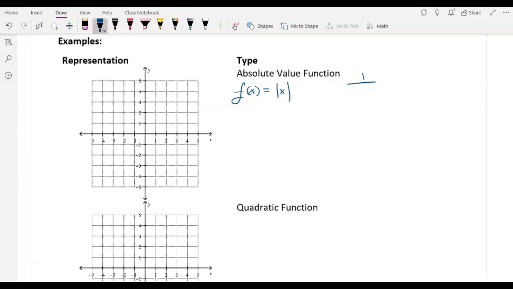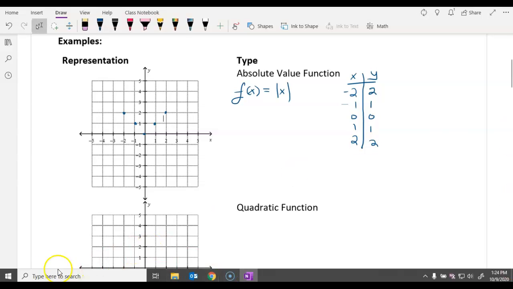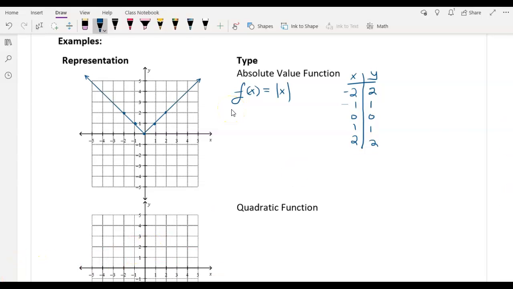Now, if we were to make a table of values with x and y, and used our trusted -2, -1, 0, 1, and 2 values, we would see that -2 becomes +2, -1 becomes +1, 0 is 0, 1 is 1, 2 is 2. It makes that very distinct V shape. So we're going to go ahead and plot that V shape. So there is our very distinct V shape.